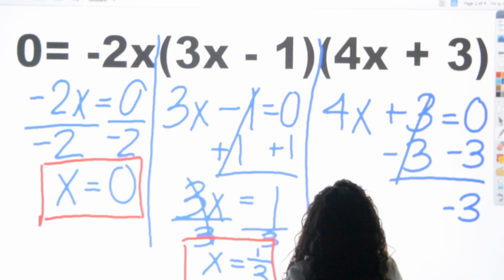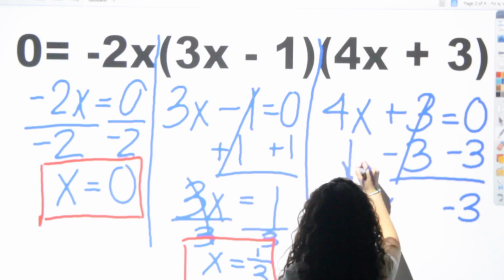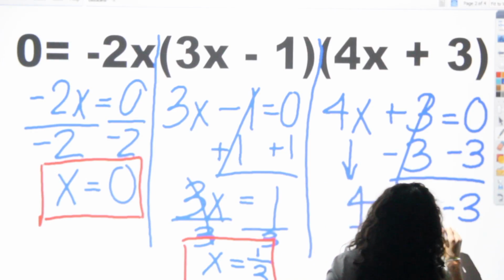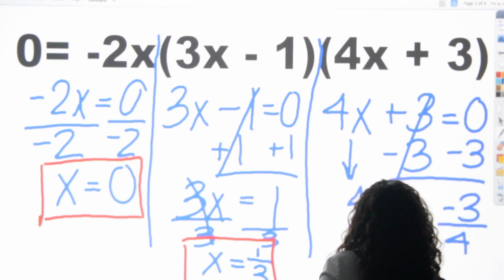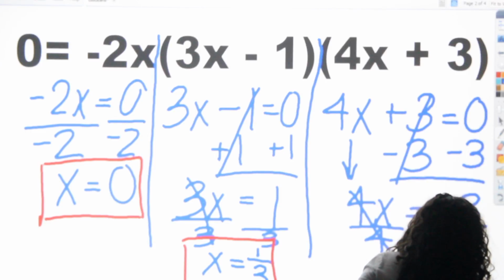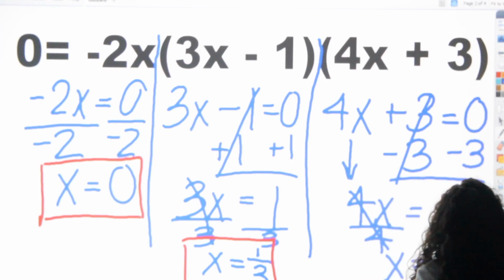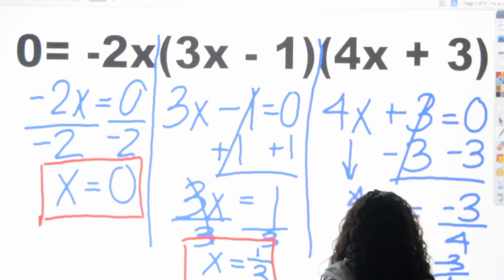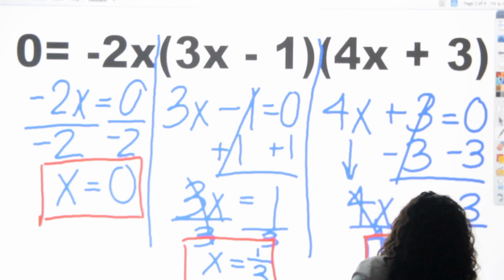And so 4x, bring this down, 4x equals negative 3. Now you're going to divide by 4 on both sides, right? And you end up getting x equals negative 3 over 4. And here, this is your third and final solution.